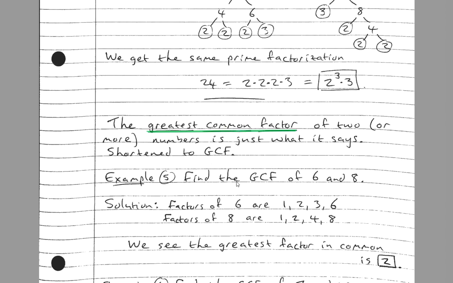Example 5: find the greatest common factor of these two numbers, 6 and 8. We can make a list of all the factors of 6. What are all the numbers that divide evenly into 6? Well, 1 is a factor, it goes in 6 times. 2 is a factor, it goes in 3 times. 3 is a factor, it goes in twice. And 6 is a factor, it goes in once.